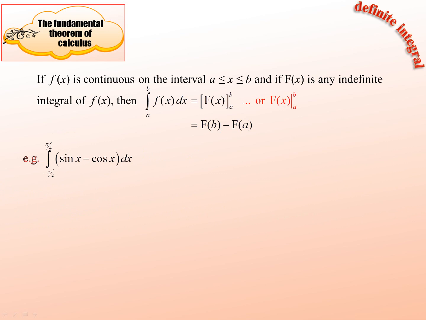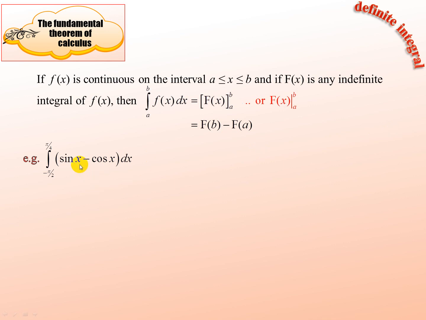Trigonometric functions, so the integral from negative pi by 2 to pi by 4 of sine x minus cos x dx. Just check that it's continuous on that interval, and it is. Sine x and cos x are never undefined per se, so therefore on any interval they are fine, but not if they're dividing, because then you cannot have 0.